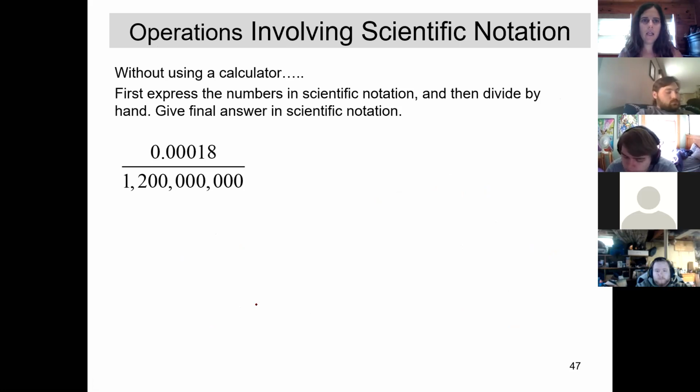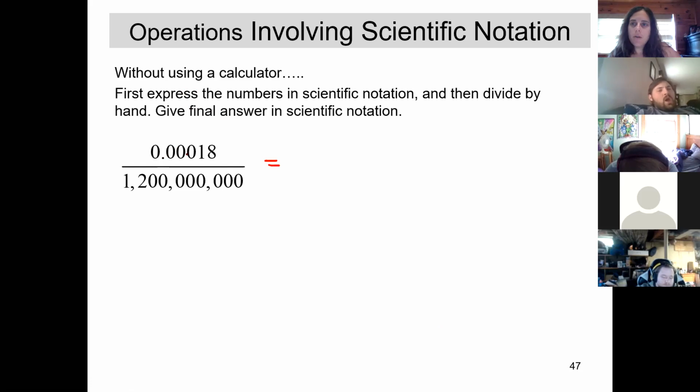So if you're trying to do the division here between these two numbers, 0.00018 divided by, this is thousands, millions, billions, so 1,200,000,000. Those are big numbers. We could write it in scientific notation and we won't need our calculator. So without our calculator, let's attempt this problem.